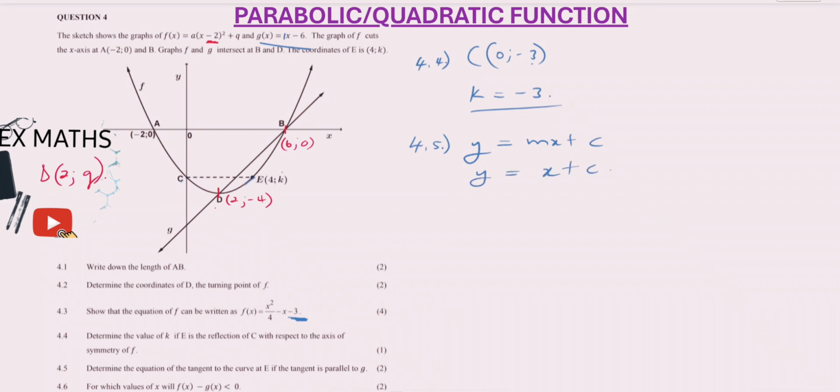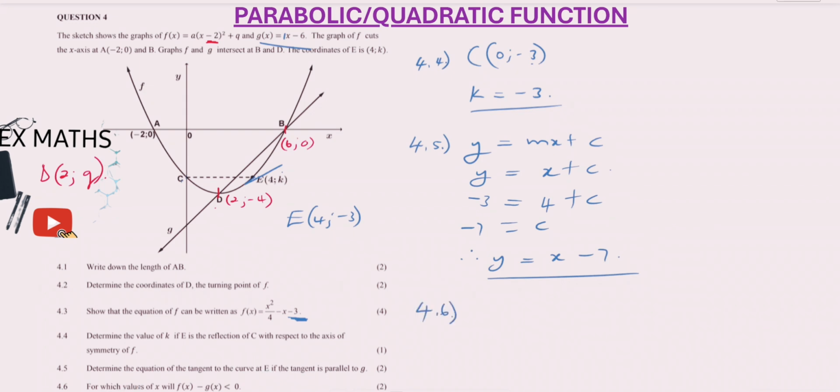Then it is passing through point E. Point E, which is 4 and minus 3, because we have calculated k. Then we substitute these values to find the value of c. So that is going to be minus 3 is equal to 4 plus c. Then our c is going to be minus 3 minus 4, that will give us minus 7. Therefore, y is equal to x minus 7. That's our equation of the tangent to the curve at point E.